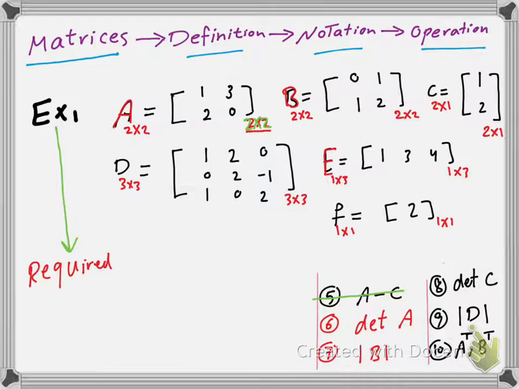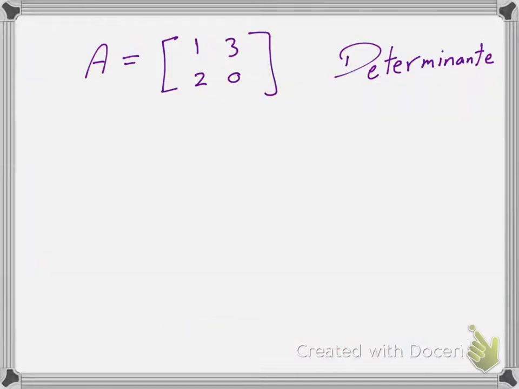Now in required 6, I'll try to compute the determinant of matrix A. To compute the determinant of matrix A, at the beginning, matrix A should be a square matrix. Let's check that. Yes, I have 2 rows and 2 columns. Then the number of rows equals the number of columns. That means this is a square matrix. Then you now have the ability to compute the determinant of matrix A.